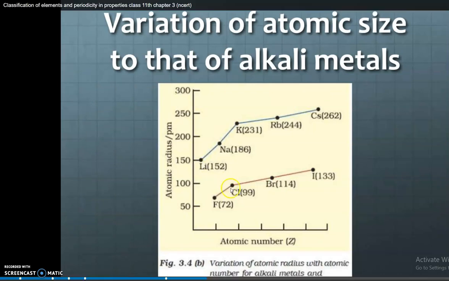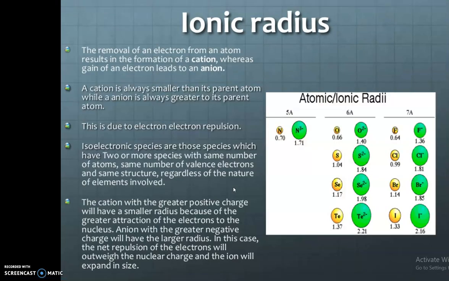Here you can see the size of the atom. This will be the general trend in the group. This is the first group, this is the 17th group. Next one is ionic radius.